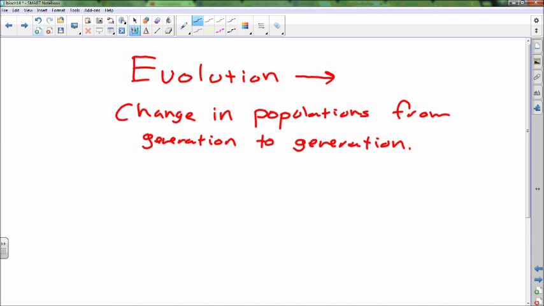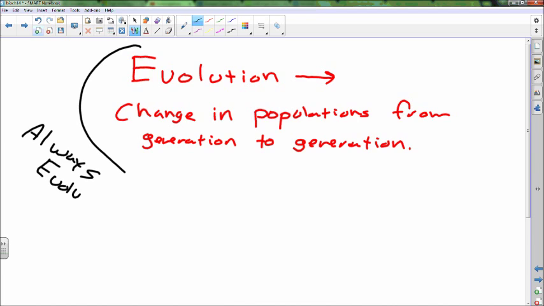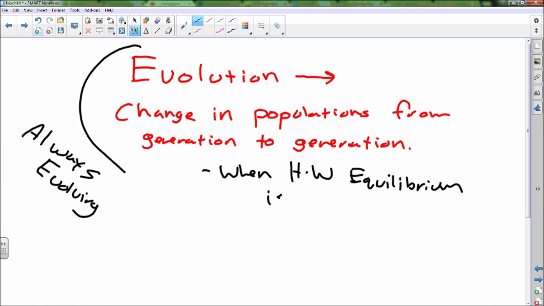And hopefully, what we've seen through the Hardy-Weinberg material is that populations are basically always evolving. Unless it's under strict laboratory conditions where we've taken those five things that we've talked about away, evolution is going to be happening. And so the last thing that we'll say here is that evolution happens when Hardy-Weinberg equilibrium is disrupted.